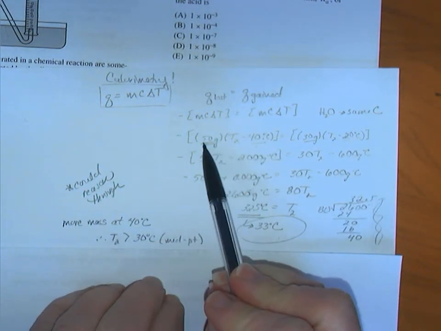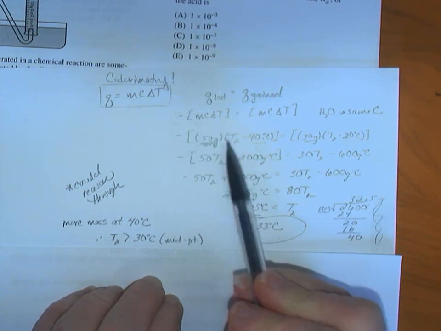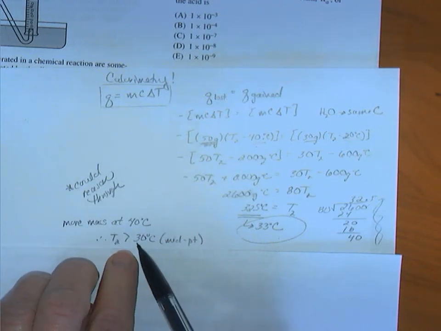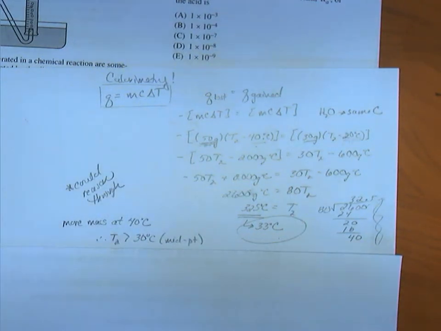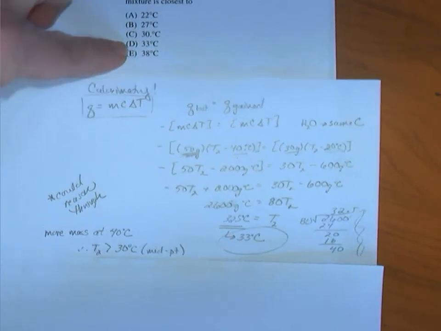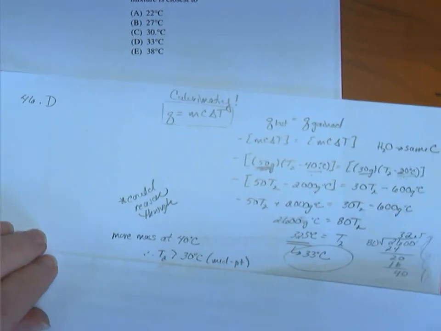But we have a greater mass of water, so therefore we're going to end up greater than 30, but not very much. So given our choices, I think we could reason our way that D would be the choice without even doing the math, and we would be correct in that.